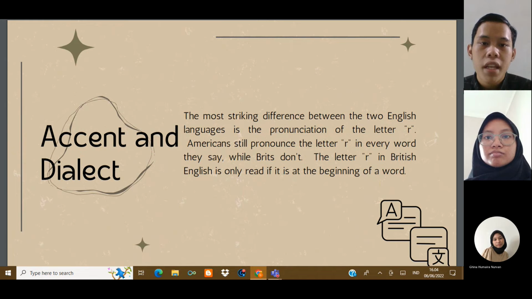The most striking difference between the two English languages is the pronunciation of the letter R. Americans still pronounce the letter R in every word they say, while Brits don't. The letter R in British English is only read if it is at the beginning of a word.